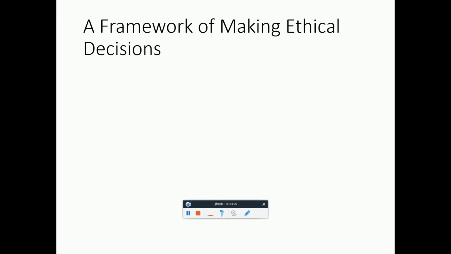So given that consideration, to be an ethical researcher, it requires long-term training. Then it will be the best if we could have a method for ethical decision making.